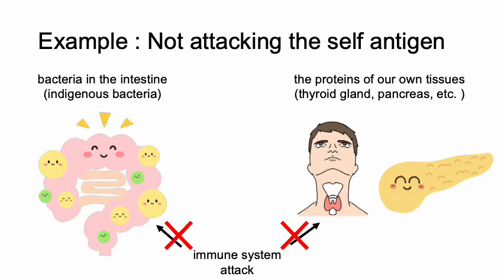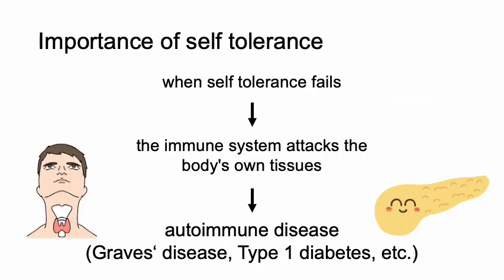For example, our immune system attacks harmful bacteria, but thanks to self-tolerance, it does not attack our all important organs like the thyroid gland or the pancreas.